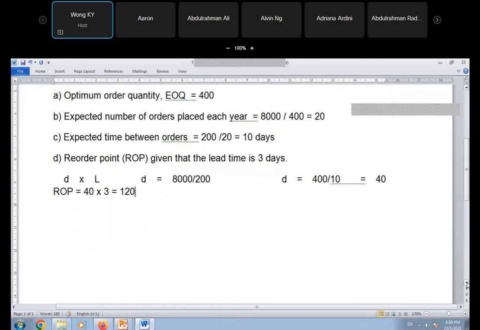Okay, anyone has problem understanding this? You should let me know. If you have, don't keep quiet.